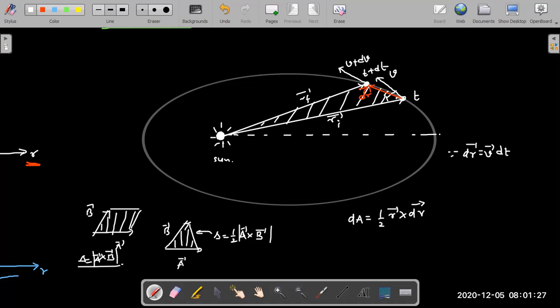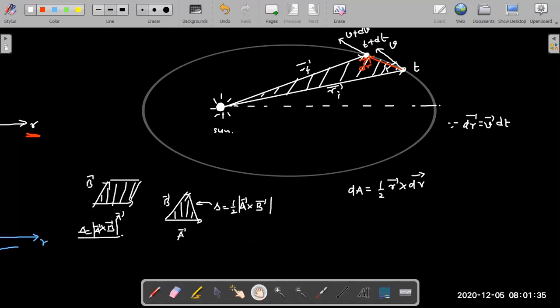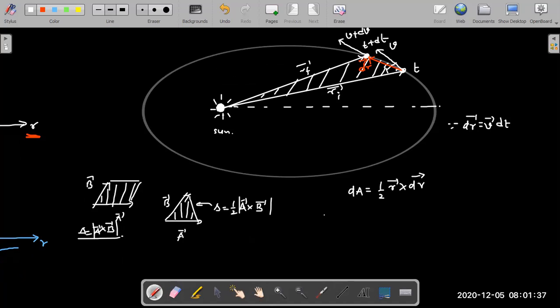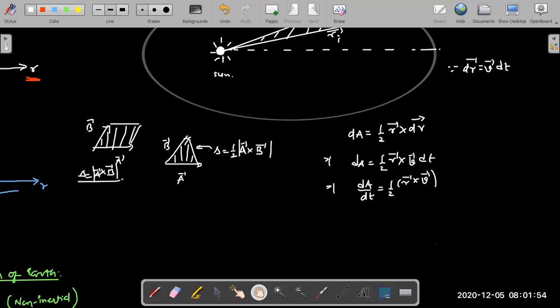Clear? If not, I'll differentiate this and say that this is v bar. Is that okay? So from this dA, can we say that dA is equal to half into R bar cross dr bar by dt. So that is V bar times dt. Bring this over here. This will be dA by dt is equal to half into R bar cross V bar.